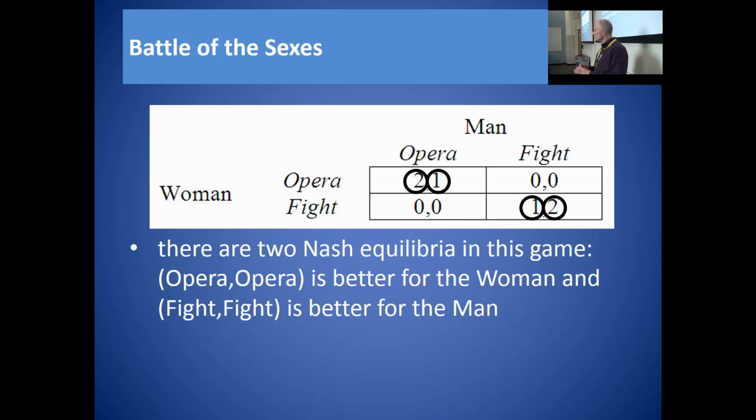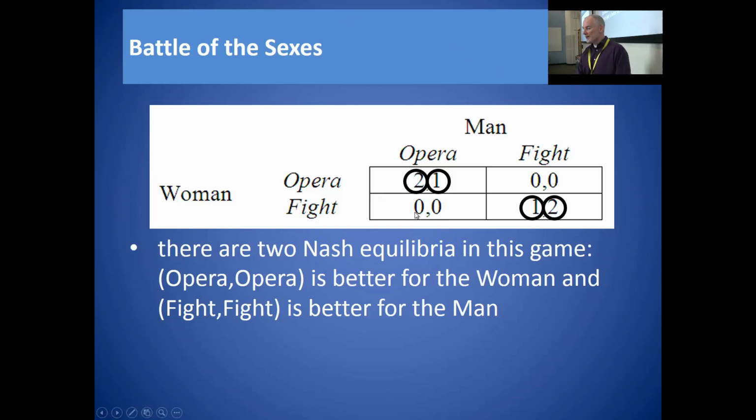And what does that mean? Well, of the 4 possible outcomes that this game could arrive at, there are 2 of them where both circles coincide. And hence, that would mean that there are 2 Nash equilibria. One where they both go to the opera, and the other one where they both go to the prize fight. Of those 2, though, which is more plausible? Well, neither. They are both plausible outcomes.